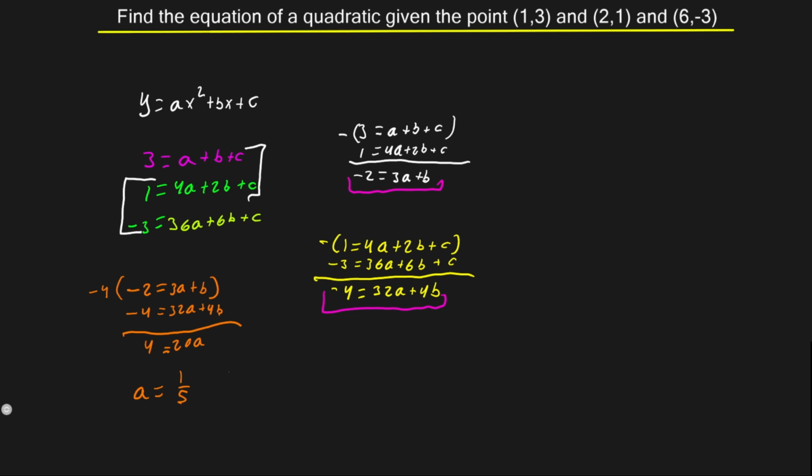And we want to go ahead and plug in A into any equation to get B. So we're going to plug in A into our second equation. So we have -2 is equal to 3 over 5 plus B. And we're going to subtract 3 over 5, where we get -3 over 5 minus 2 is equal to B. And solving for B, we get that B is equal to -13 over 5.